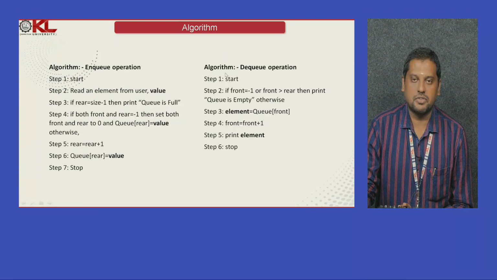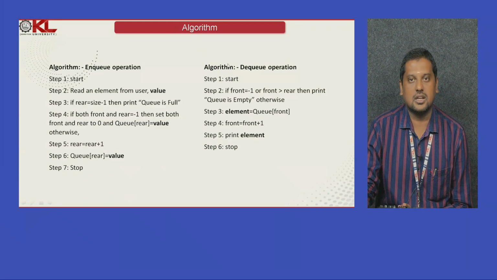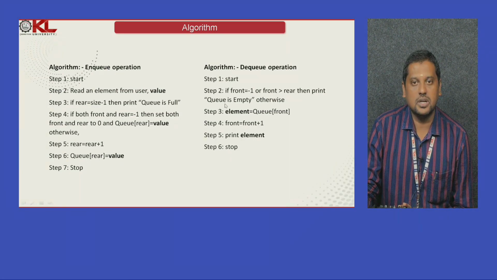In case I need to perform a DQ operation, or if I need to delete an element from the Queue, what do we have to do? Here is the algorithm. Initially we start the process. What is the initial condition we need to check here? If front is equal to -1, or if my front value is greater than rear, we print Queue is empty.